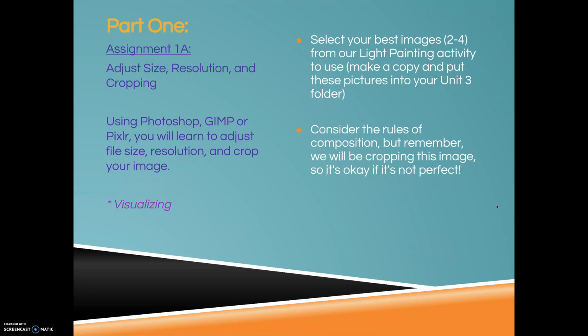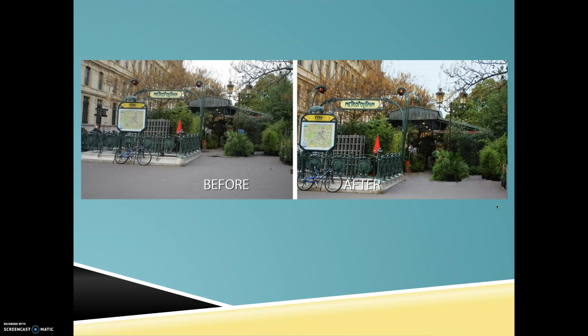And you're going to take the best light painting pictures, 2 to 4, and crop them to use for that part of the assignment. So this is not a picture that was light painting, but you can see what cropping can do. Basically cutting or removing part of a picture that's really not adding anything to the scene. You can see the after is a much stronger image that has better overall composition.